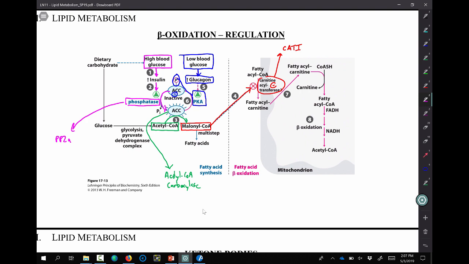If you have excess carbohydrates in particular, insulin will be a signal to the liver to start to convert those excess carbohydrates to fat, and we'll look at how that process occurs. So that is not only the regulation of beta oxidation, but also a portion of the regulation of fatty acid synthesis as well. Any questions on that? Okay, all right, now let's go ahead and move on.